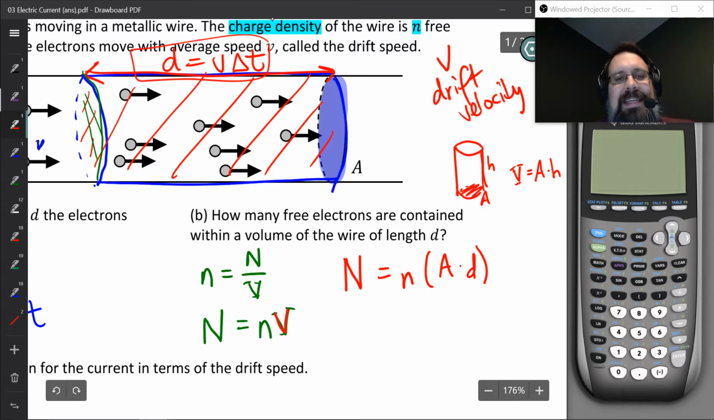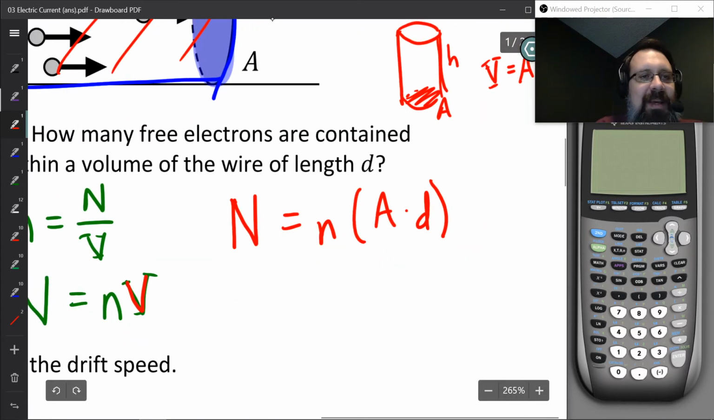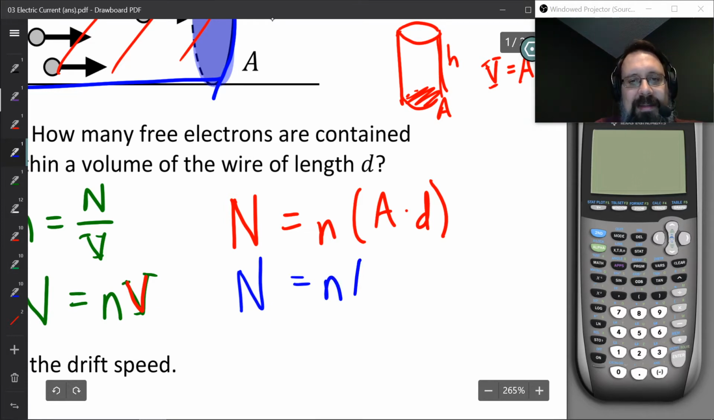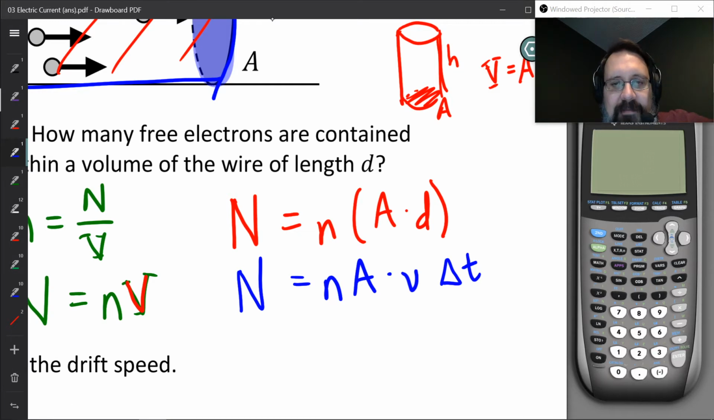But we just said that D was equal to V delta T, so we can get down this equation that says the total number of charges that will pass through the cross-sectional area is N times the area times V times delta T. And then this V is lowercase v, like this is actual velocity. So I'll try to curl it. Let's try that one more time. I'll make it look like a V. Okay, there you go. So nAv delta T.